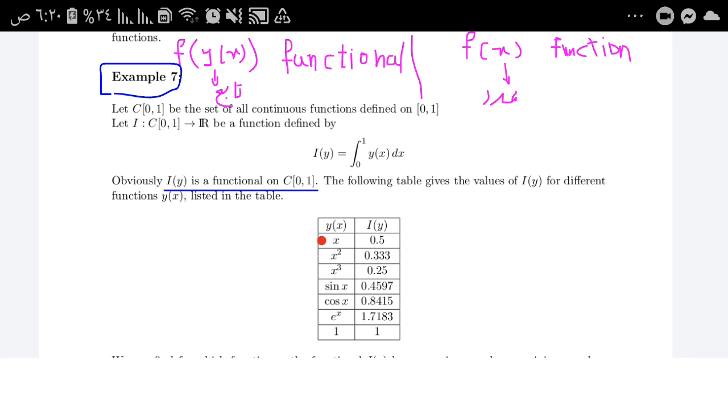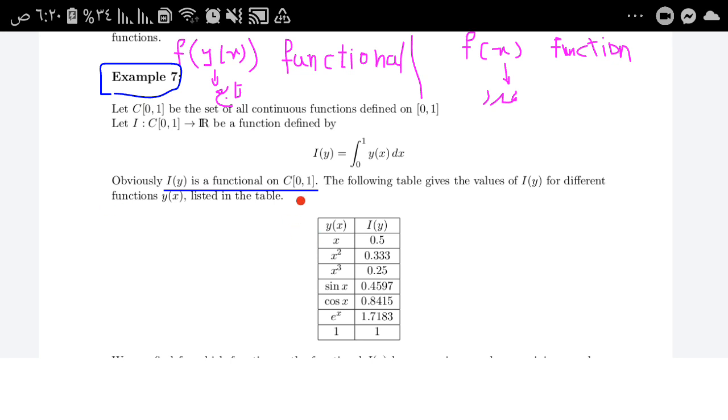Look at this table. The following table gives the values of I(y) for different functions y(x). The following table gives the values of I(y) for different functions, not different x, for different functions.